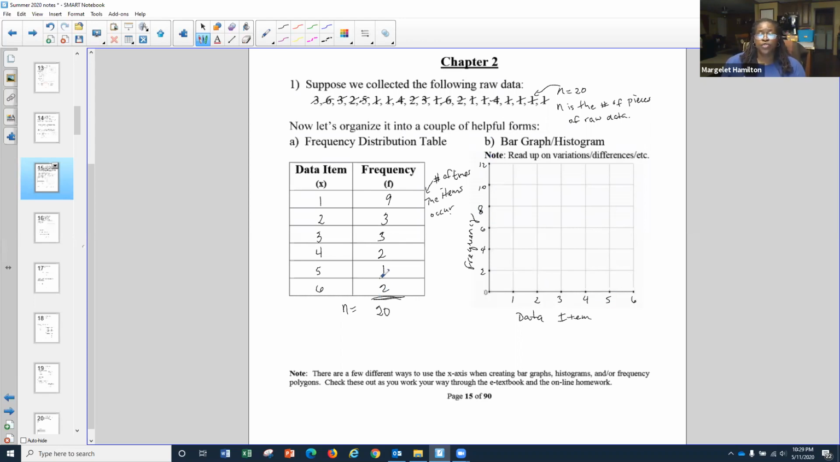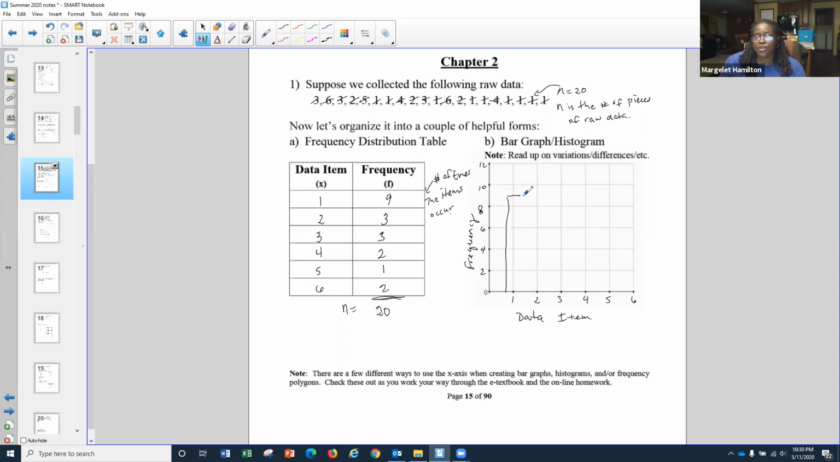Now we're going to construct our bar graph to represent these items. Starting with 1, we see the frequency goes up to 9. So right here on the 1 line, if this is 8 and this is 10, then we know that 9 is in the middle here. So just guesstimating it. Remember, it's not rocket science, okay? So it's going to look something like this.